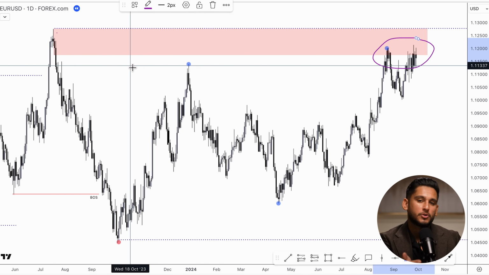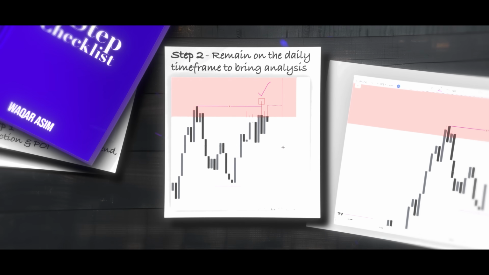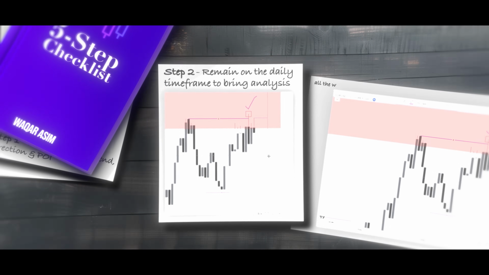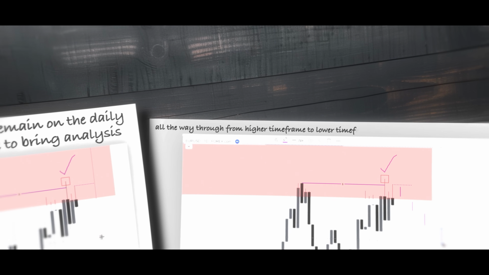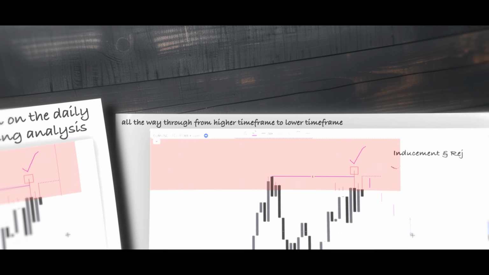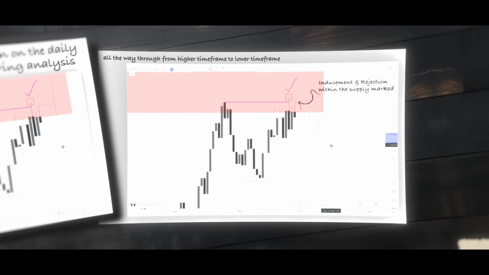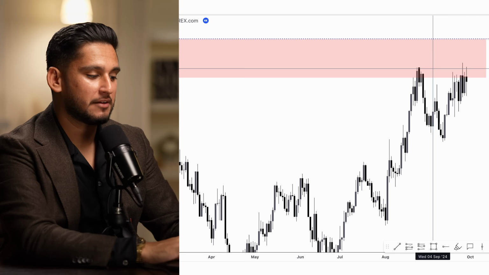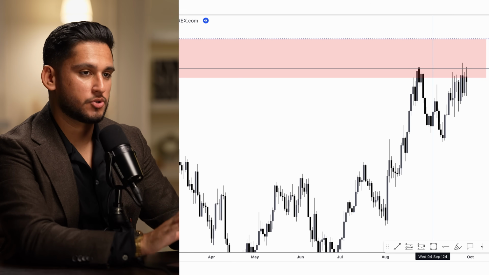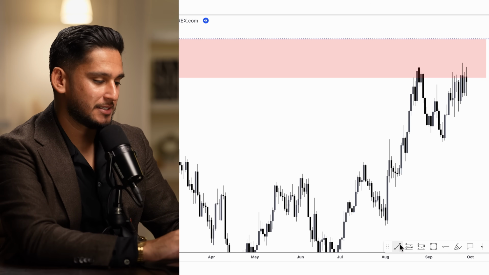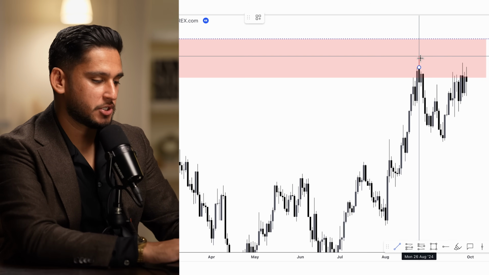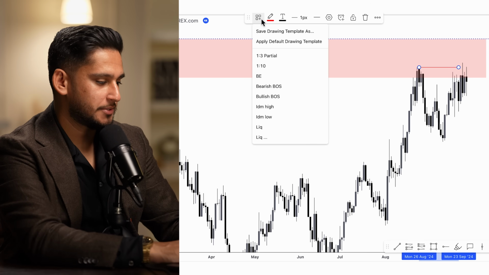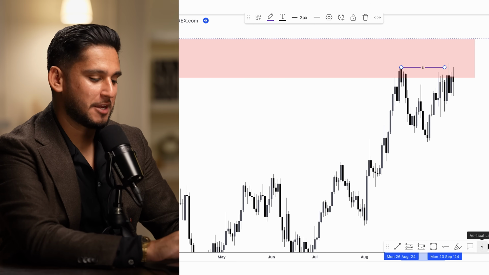and this is where step 2 comes in. So step 2, we actually remain on the daily time frame to bring our analysis all the way through from higher time frame to lower time frame. Here, we are going to be focusing on exactly inducement and rejection within the supply zone we marked. What that looks like is if I can find an inducement of some sort on the daily time frame, in this case, it's going to be this previous touch of the supply zone that got swept. And more importantly, we didn't have a bearish reaction.